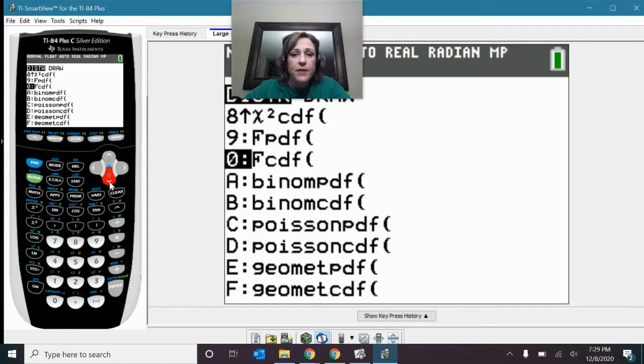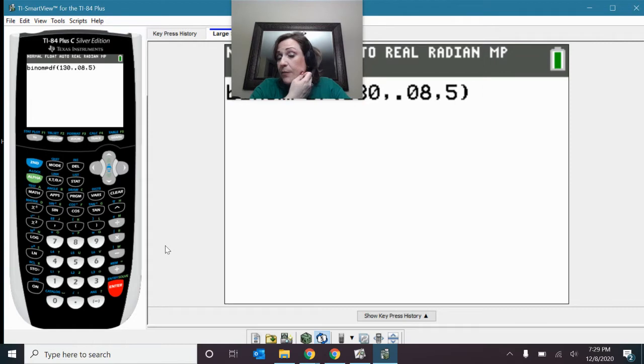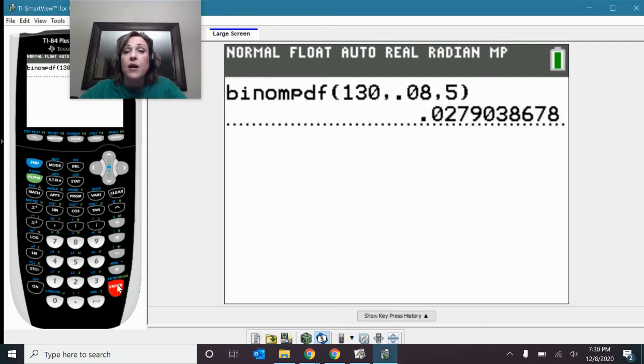So we want to do binomial PDF, and we had 130 trials, and then our probability of success, colorblind, was 0.08. And then we wanted 5 successes. So there's our 5. If you did not have an updated operating system and had to type it out this way, then we had the 130, then your comma, which is above the 7, then 0.08 and 5. All right, so that gives us a probability of 0.0279.